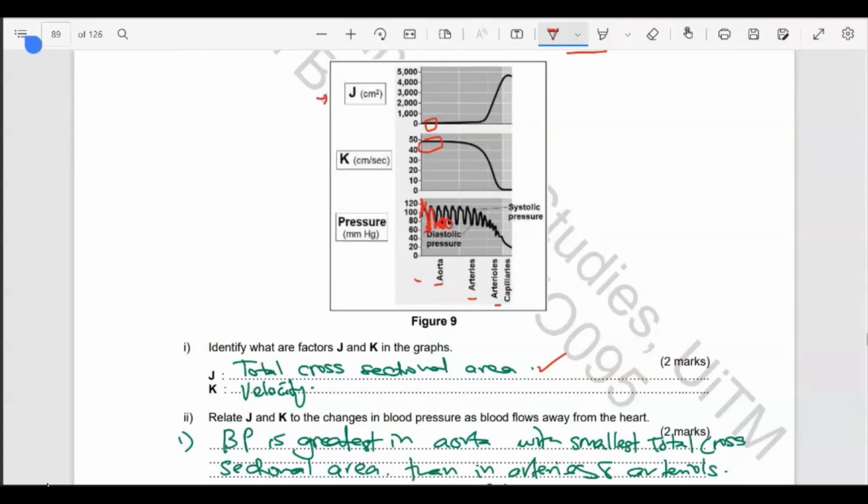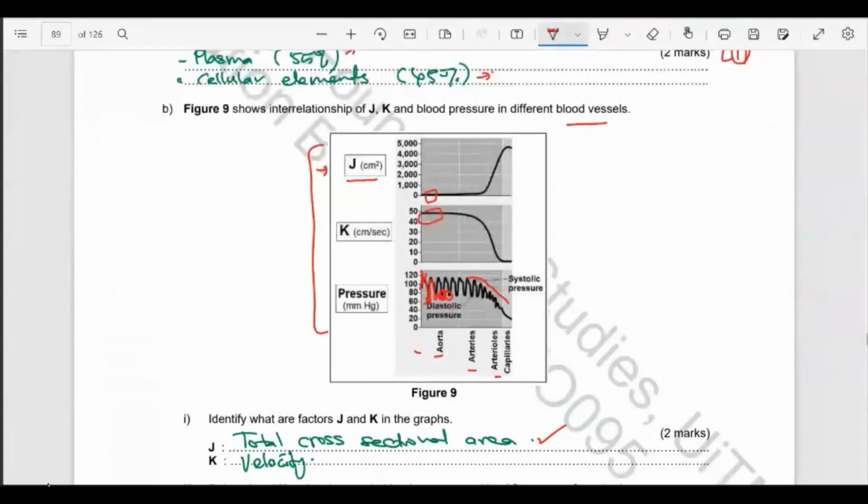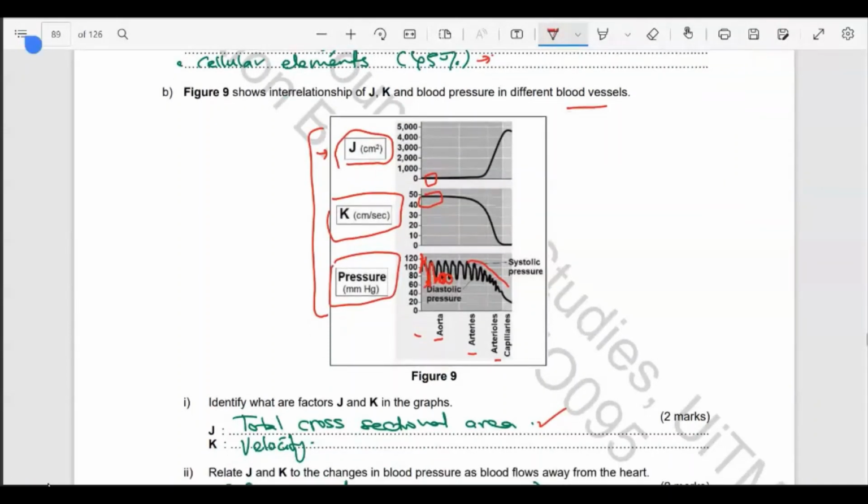Okay. As the blood enters into all these blood vessels, the pressure will reduce as the blood moves far away from the heart. So you have to know how to relate these 3 factors. The total cross-sectional area for J, the velocity of the blood for K, and then the blood pressure of the blood in the different blood vessels. So as you can see, the blood capillaries will have the largest total cross-sectional area. Therefore, the velocity of the blood that flows in the blood capillaries will be very slow.